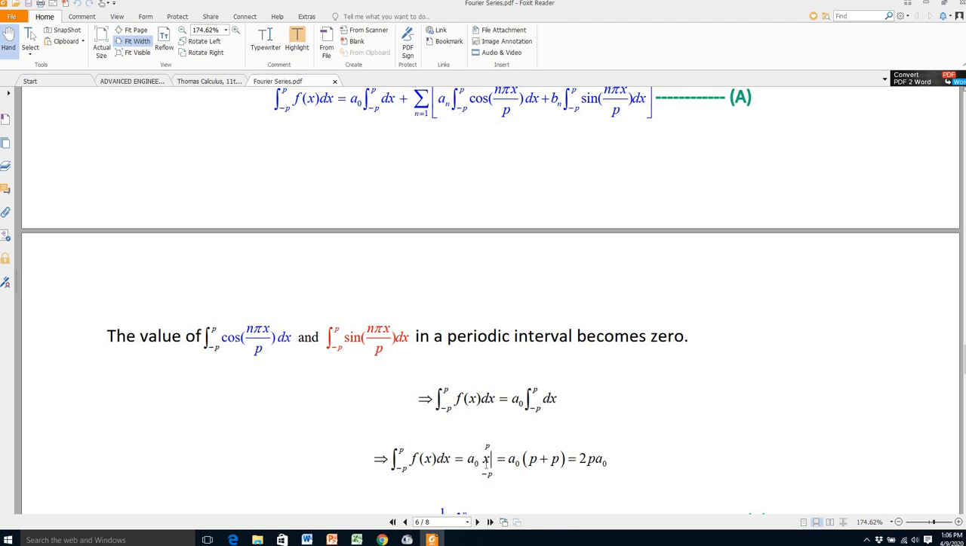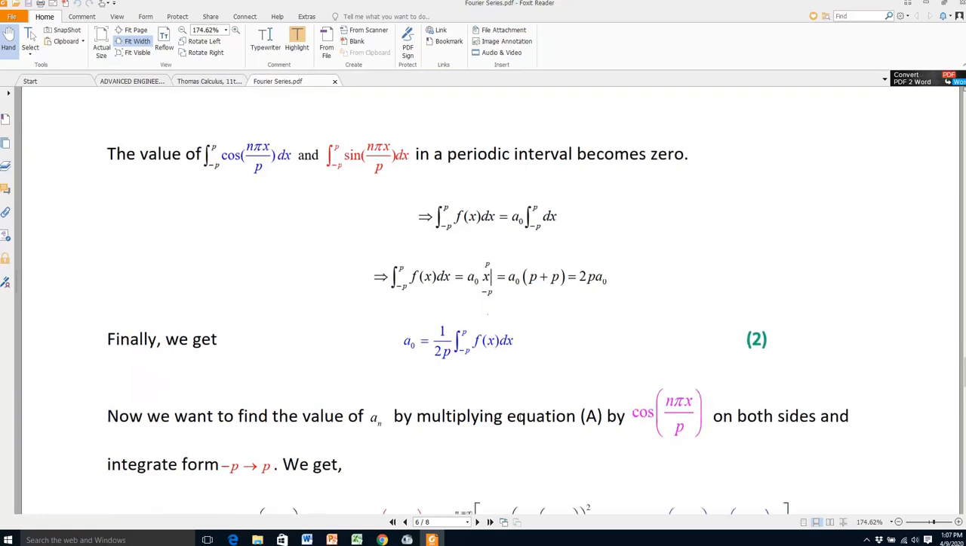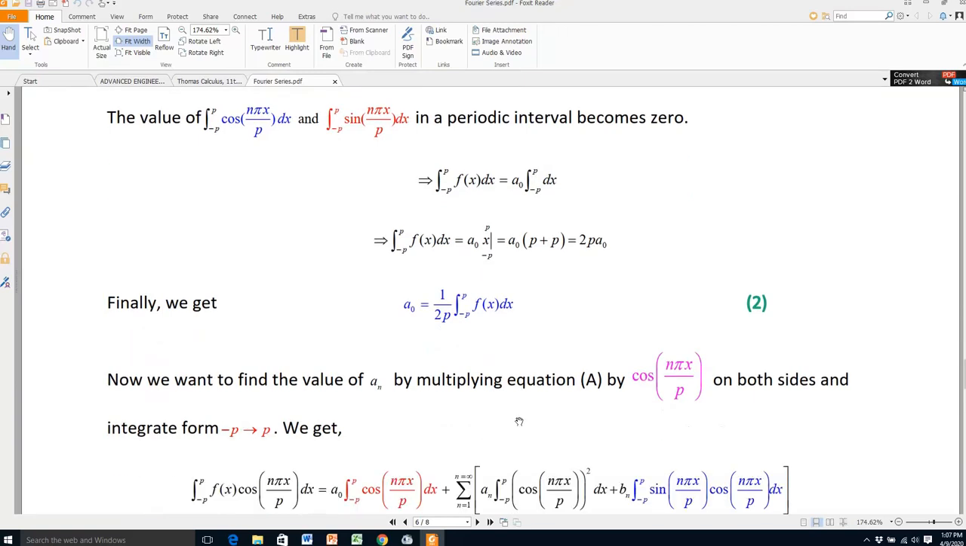The integral from minus p to p of f(x) dx is equal to a naught times the integral of dx. When you integrate this, you get x from minus p to p, and substituting the limits, you get p plus p, which is equal to 2p, times a naught. So we simplify this for a naught. A naught is equal to, by dividing by 2p on the other side, 1 over 2p times the integral from minus p to p of f(x) dx. In this way you get the value of the first Fourier coefficient.